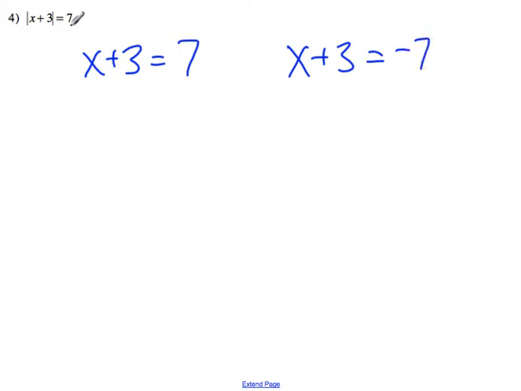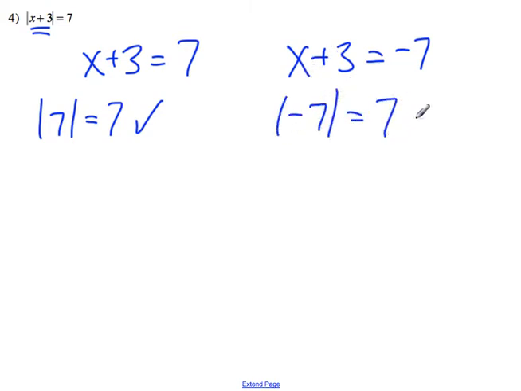When you have an absolute value, it could mean that x plus 3 equals 7, or x plus 3 could equal negative 7. Let me explain. If x plus 3 were equal to 7, then the absolute value of 7 would equal 7. That's good. If x plus 3 would equal negative 7, then the absolute value of negative 7 would also equal 7. So that would work. So what you have to do is you have two different equations, and you have to solve both of them.